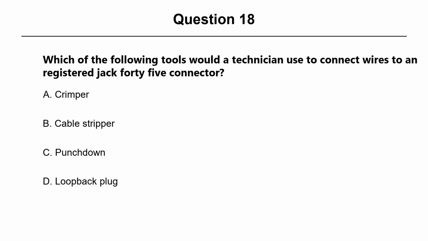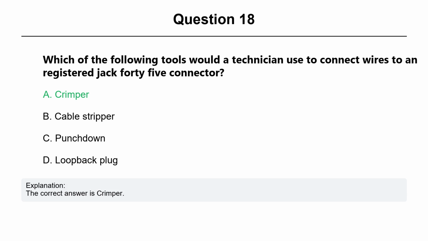Question 18. Which of the following tools would a technician use to connect wires to an unregistered Jack 45 connector? Option A. Crimper. Option B. Cable stripper. Option C. Punch down. Option D. Loopback plug. The correct answer is option A. Crimper.